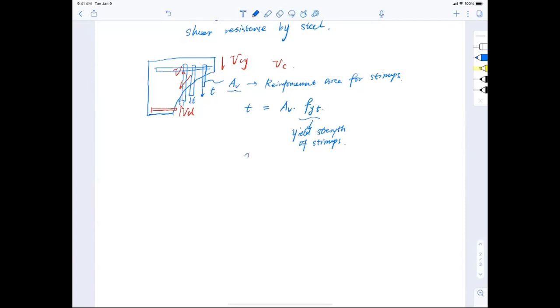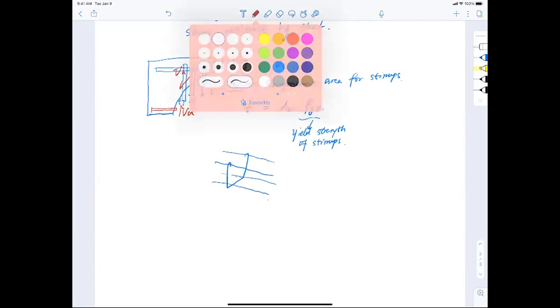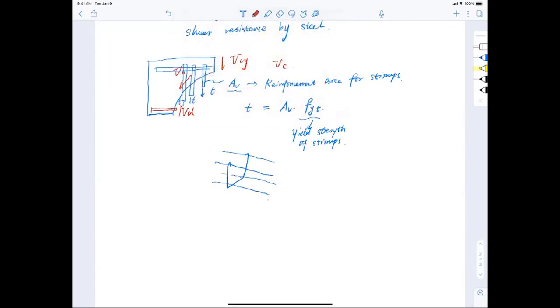Now, if you remember, when we draw the stirrups, they're like this. Top bar goes here, bottom bar goes here. And when I do the area of the reinforcement for a stirrup, how many legs do I have?